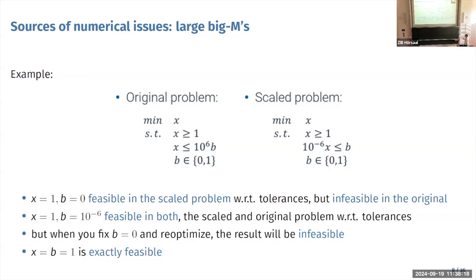So the only reasonable solution here is really the one that we inferred in the beginning, x is 1 and b is 1. Then everything is safe in the original, and of course as well in the scaled problem. Okay, so it's a very simple example to show you that you have to be careful with large coefficients, or let's also say maybe with the ratio between the smallest and the largest coefficient.